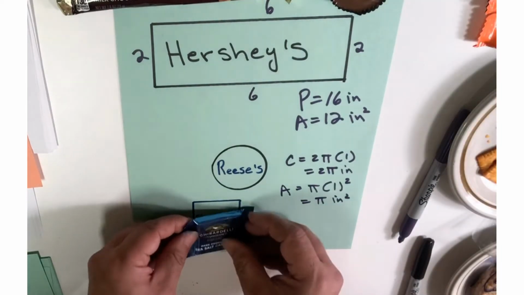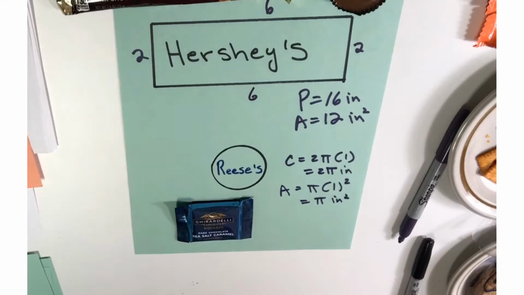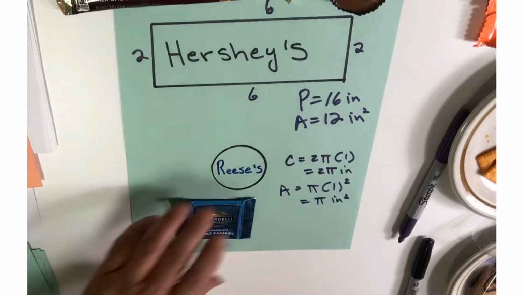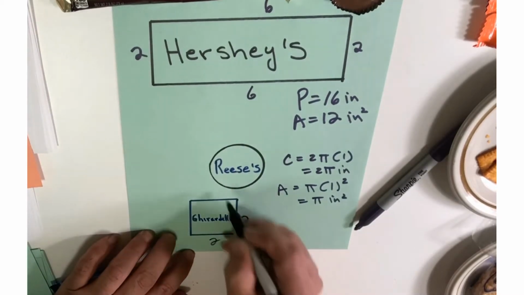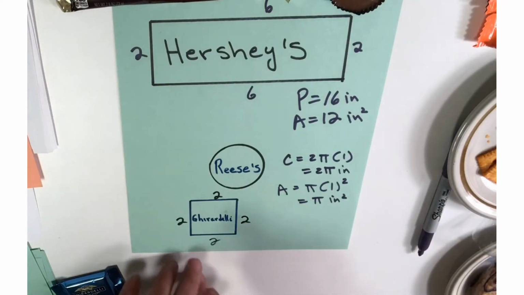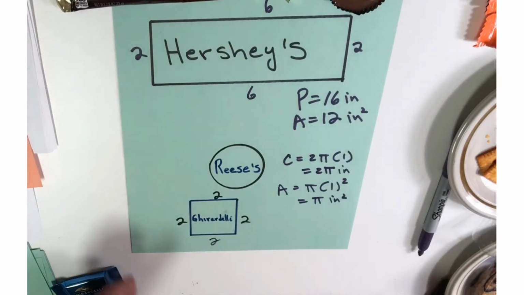What about this chocolate here? Let's see the length and the width of this chocolate. Now it is a square. That's 2. So 2 by 2 by 2 by 2. The perimeter is 8. What's the area? 2 times 2 is 4.